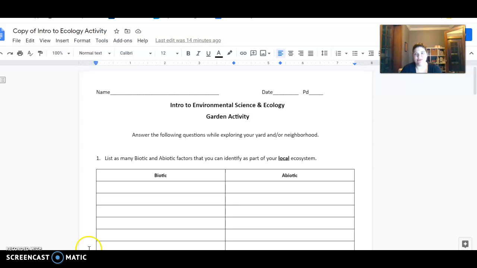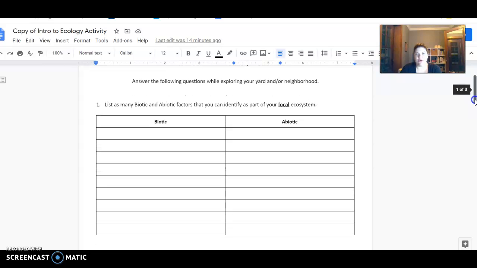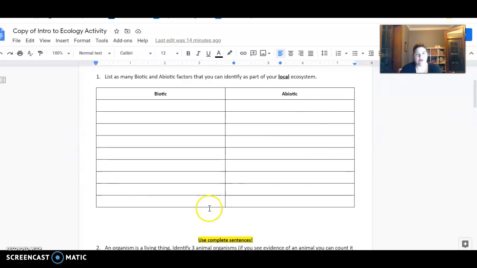Hey everyone, I wanted to take a few moments to go over the garden activity that was our intro to environmental science and ecology activity, where you went outside and took a look at your yard, neighborhood, or park. The first chunk of this activity was to look at biotic and abiotic factors. We talked about this a fair amount in class, but I still saw some misconceptions pop up.